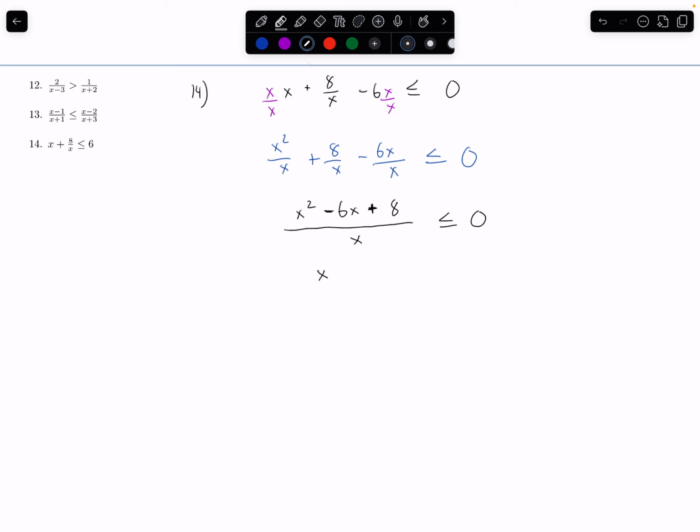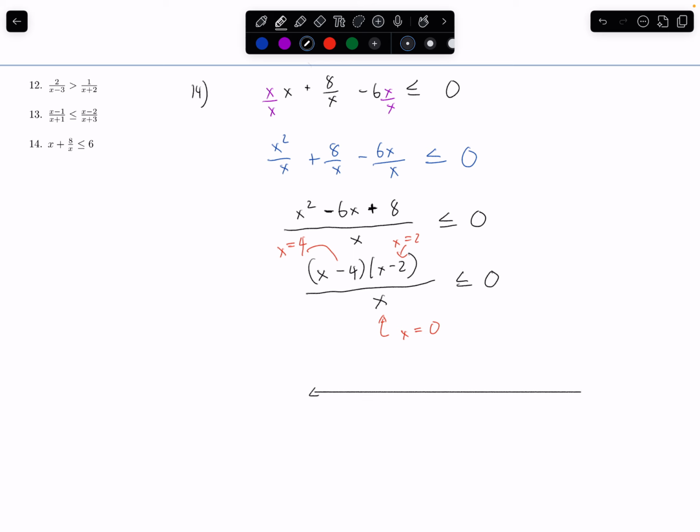That's nicely factorable. That's x minus 4, x minus 2, because negative 2 times negative 4 is 8, and negative 4 plus negative 2 is negative 6. So that's over x. And I've got zeros here at x equal to 4 and x equal to 2. Those are the zeros. Here I've got an asymptote at x equal to 0. Okay, great. Looking nice. This is a case where if I was to graph this, I'd have an oblique asymptote.